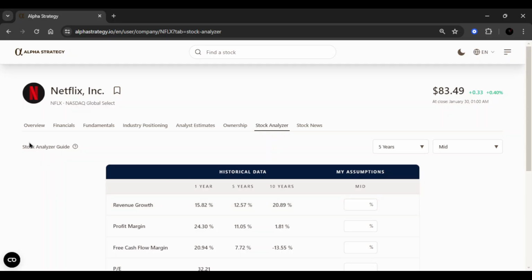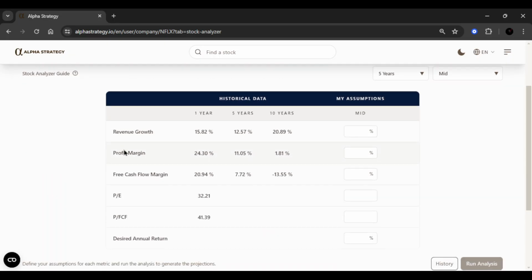You have here a very quick and easy to use guide to understand this tool, but let's just try it out very quickly for a moment. We're going to perform a 5-year into the future analysis of Netflix. We're going to assume that Netflix is going to have a revenue growth of about 15% over the next 5 years, a profit margin of 25%, free cash flow profit margin of 25%, and let's just assume that they will keep their multiples at the current valuation.